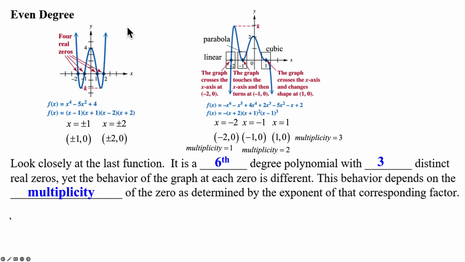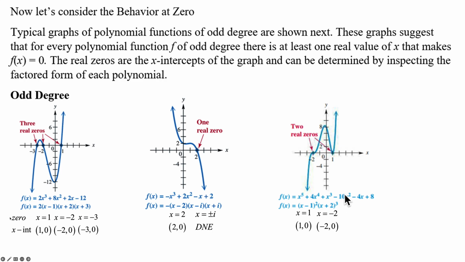So if we go back to the last picture in the odd degrees, let's jump back here real quick, because again, here at the x minus 1 squared, that's a multiplicity of 2. There's that parabola shape. X plus 2 to the third power. Yep, multiplicity of 3. There's my cubic looking graph right there.